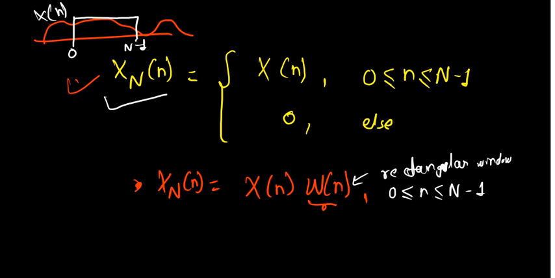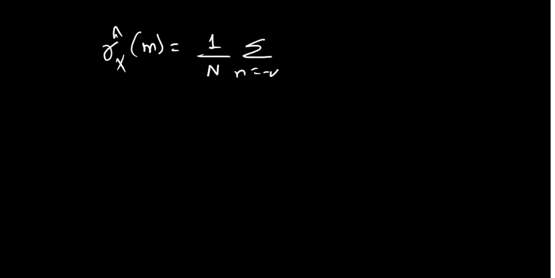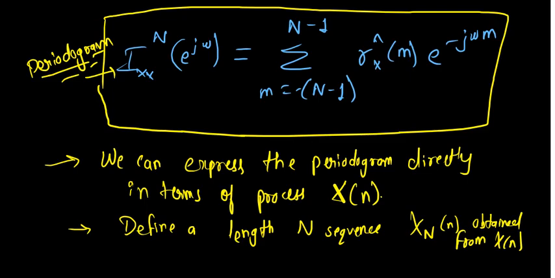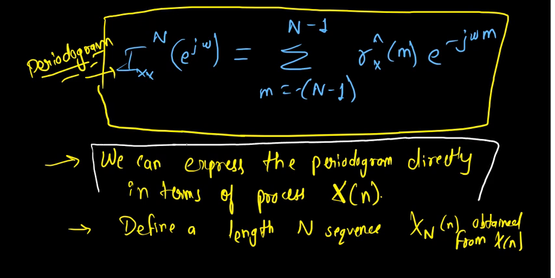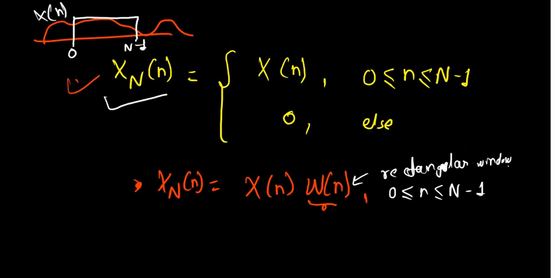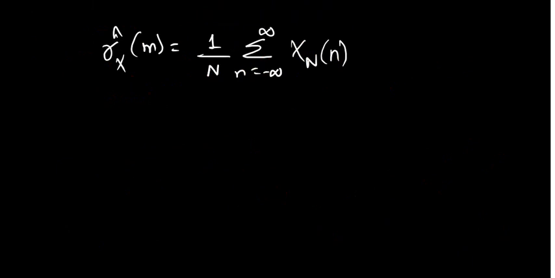Now the estimated correlation that we already wrote, I am writing again: Rx hat of m can be written as 1 by n times the summation from n equals minus infinity to plus infinity. Now note that the limits are changed. Why? Because I am writing xN of n that we defined. For what purpose are we doing all this? Just to express the periodogram directly in terms of x of n. For this purpose we are doing all this stuff. This might be confusing, but just bear with me. You will get all the things, I promise.